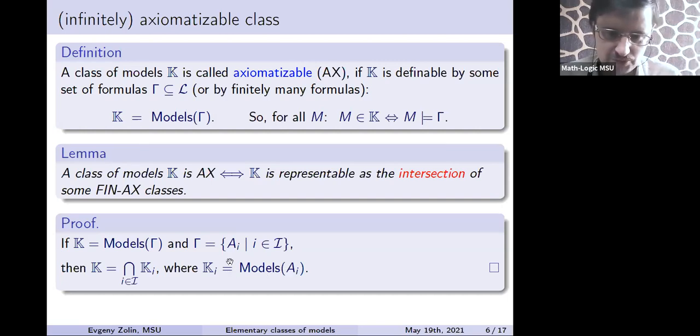Anyway, if we consider models of just one formula AI, then the models that belong to K must belong to every this class. Well, this is just an easy consequence of just definitions.